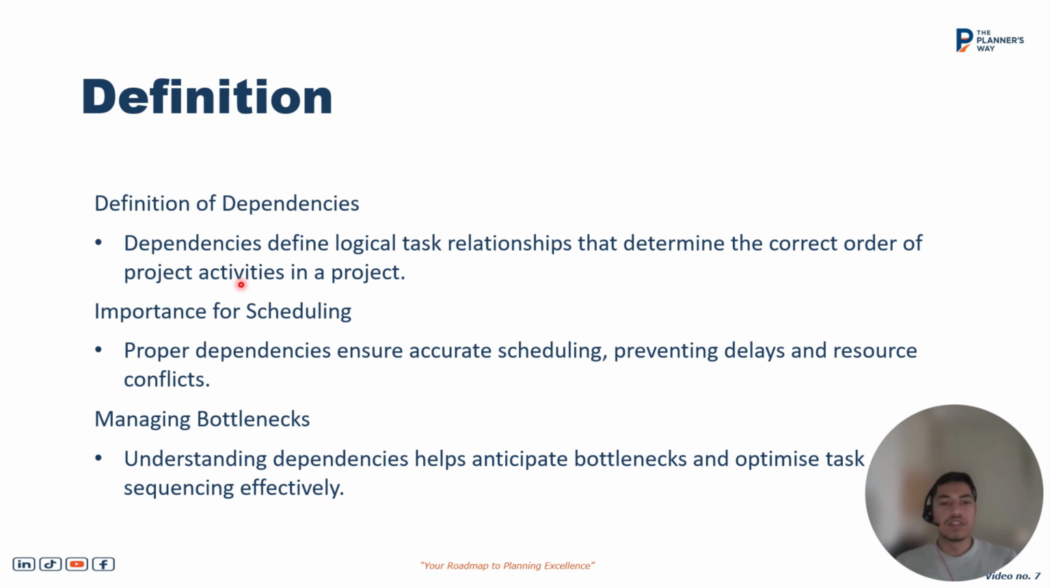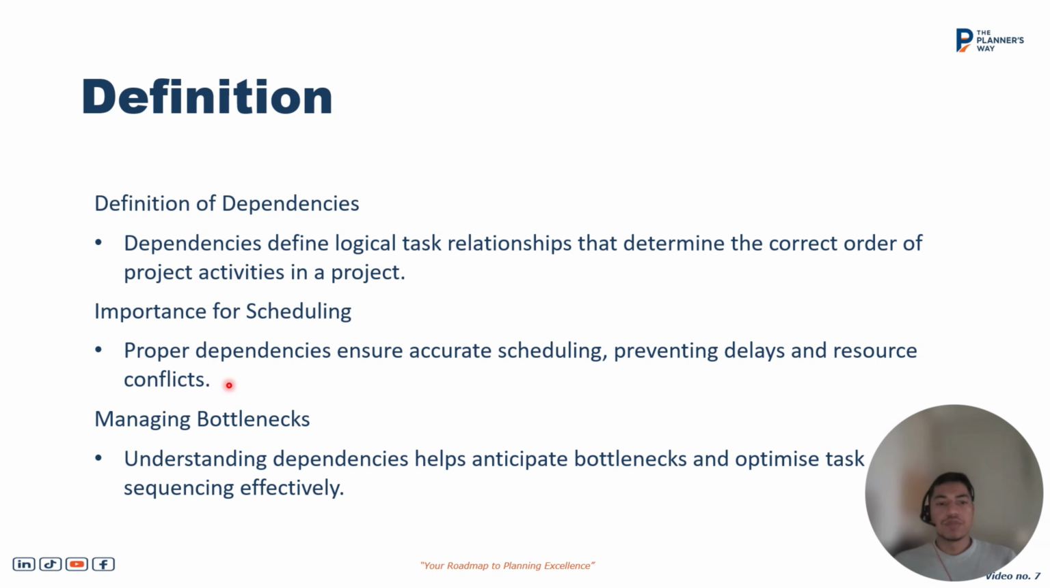Dependency defines the logical task relationship that determines the correct order of the activities in a project, which means we need to figure out which activities need to be prioritized first, or what the sequence of the activities in a project is, to maintain a robust schedule.